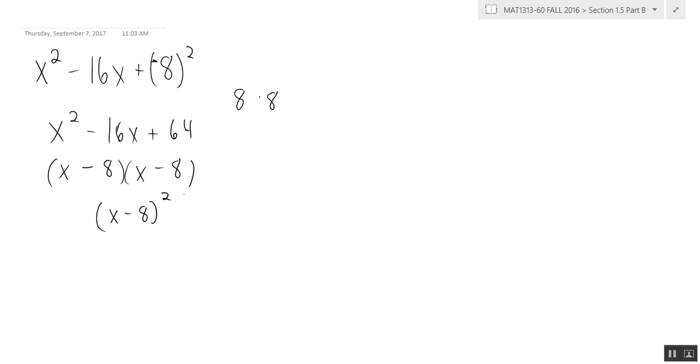So let me show you what it would look like if we wanted to work out and solve a quadratic equation by completing the square. So we'd start out with x squared minus 6x plus 1 equals 0.